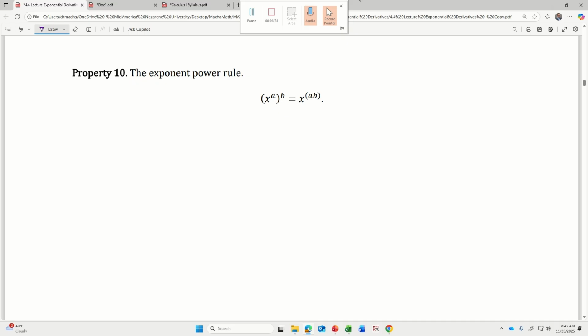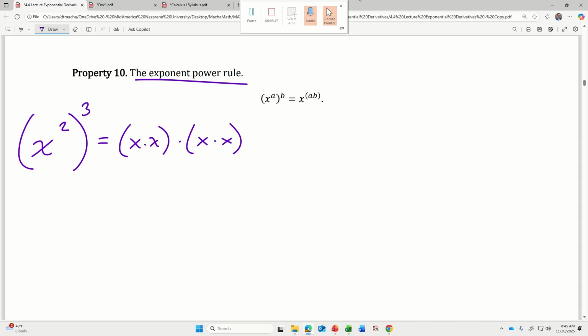Okay, let's talk about the exponent power rule. Let's do this first and we'll come back to it. If I've got x to the 2 power raised to the 3 power, I've got x times x times x times x times x times x, right? Because x to the 2 power is x times x, and then when I raise that to the 3rd power, I'm taking that number and multiplying it by itself 3 times. But again, multiplication is associative, and so I don't need the parentheses, and that's a total of 6 copies of x.